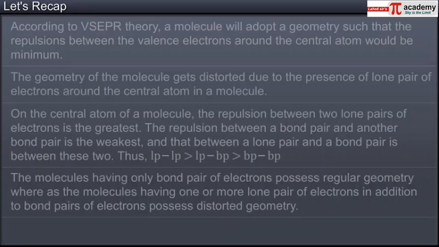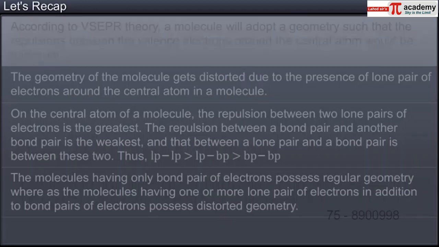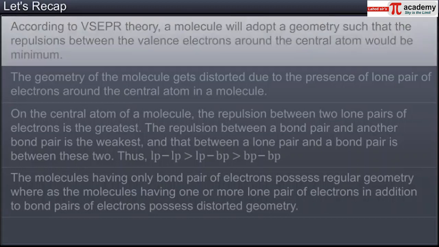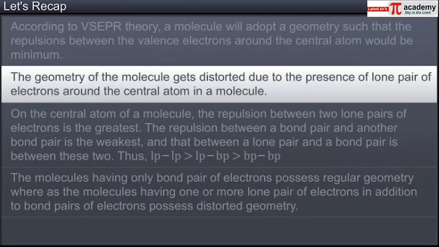You have now reached the end of this module. In this module, you learned that, according to the VSEPR theory, a molecule will adopt a geometry such that the repulsions between the valence electrons around the central atom would be minimum. The geometry of the molecule gets distorted due to the presence of lone pair of electrons around the central atom in a molecule.